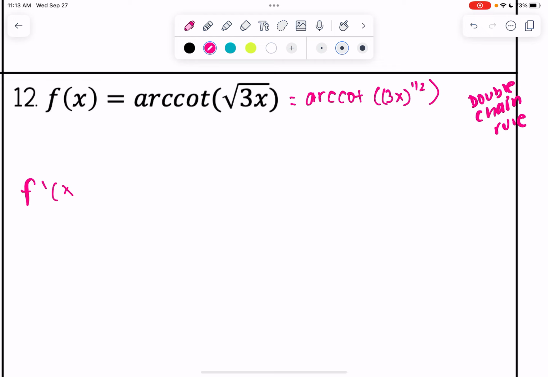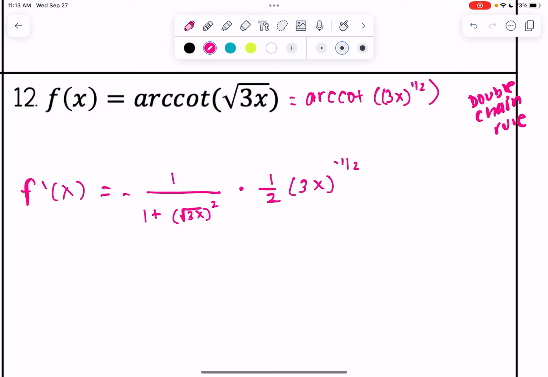All right, so let's take our derivative. The derivative of f of x is going to be -1 over 1 plus whatever we were taking the arc cotangent of, so radical 3x squared. And we're going to now multiply by the derivative of radical 3x. Okay, I would bring the 1/2 down, subtract 1 from the exponent to give me negative 1/2. And there's my double chain rule. And here I've got to also multiply by the derivative of the inside, which is going to be 3.